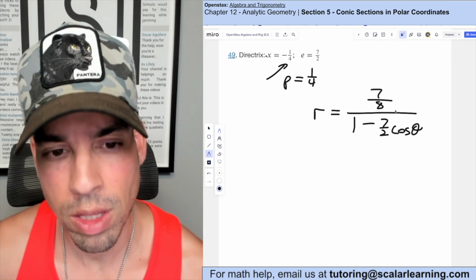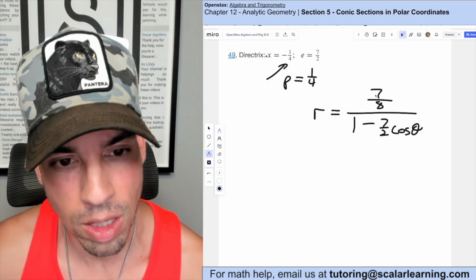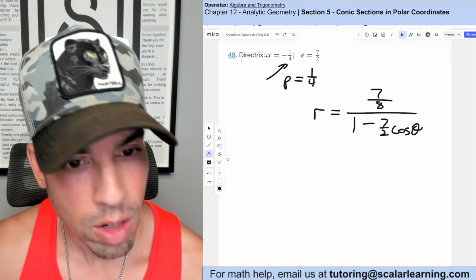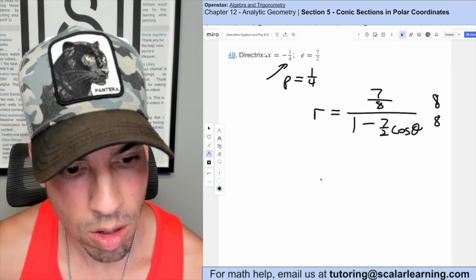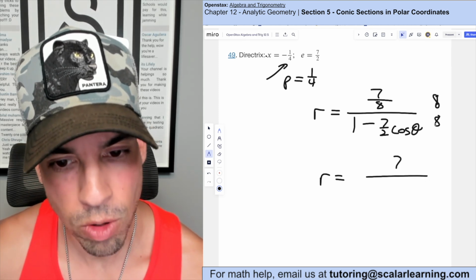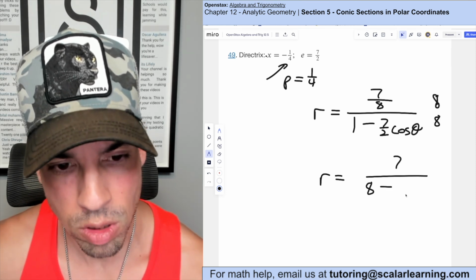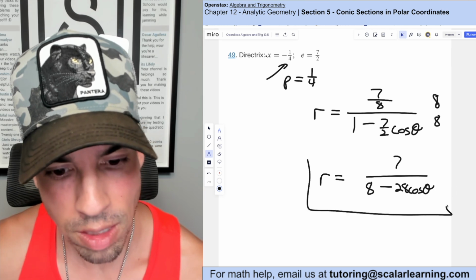Now to turn everything away from fractions by making them all into integers, we're going to multiply everything by the least common multiple of 2 and 8, which is going to be 8. So we'll multiply by 8 over 8, and then on top we get 7 over 8 times 8, which is 7, over 8 minus 8 times 7 halves. 8 divided by 2 is 4, times 7 is 28 cosine theta. That's how you do it.